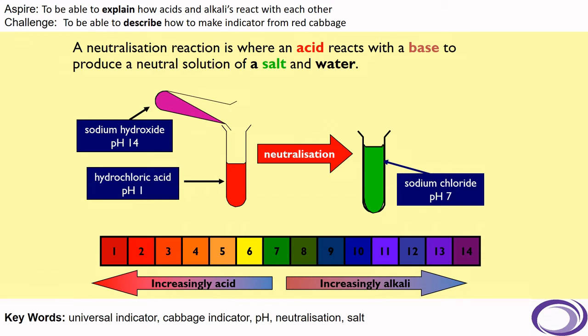Now, in this example, hydrochloric acid has been reacted with sodium hydroxide, and the salt formed is sodium chloride, which is the salt that you put on your chips, although I would not expect you to do that with the results of this experiment, as there is universal indicator in there also.